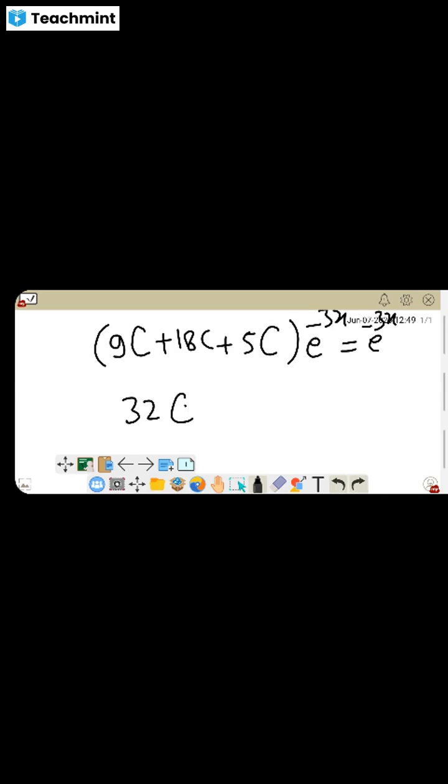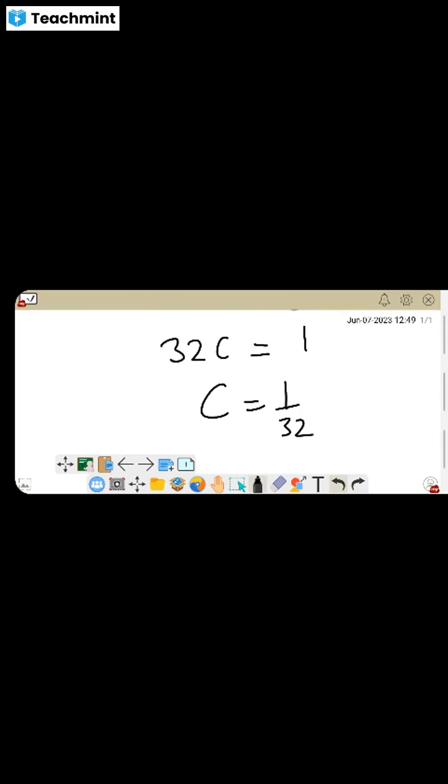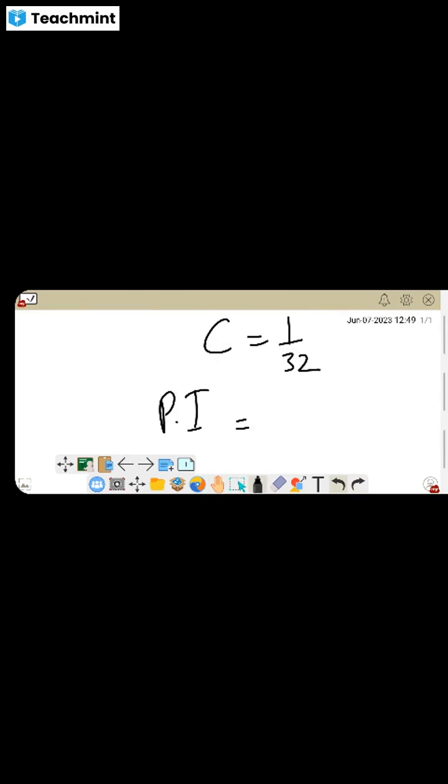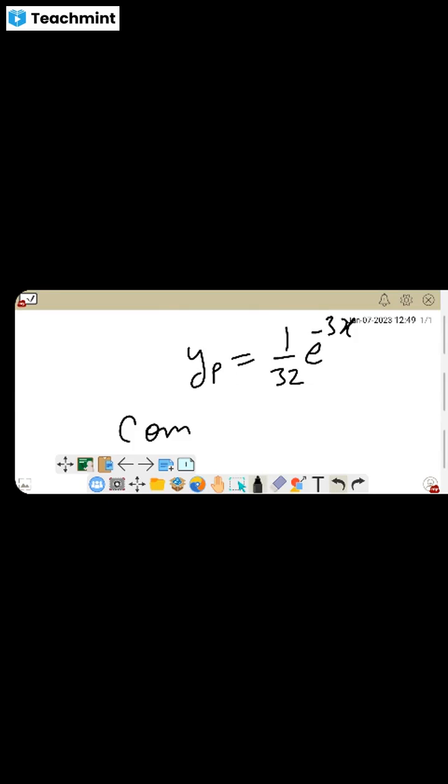And we have e to the power minus 3x over e to the power minus 3x. And on the right side we have only 1. So 32c is equal to 1, and now the value of c is 1 upon 32. So the required PI is equal to c into e to the power minus 3x, and the value of c is 1 upon 32, into e to the power minus 3x. Now the complete solution is, and this is yp also.